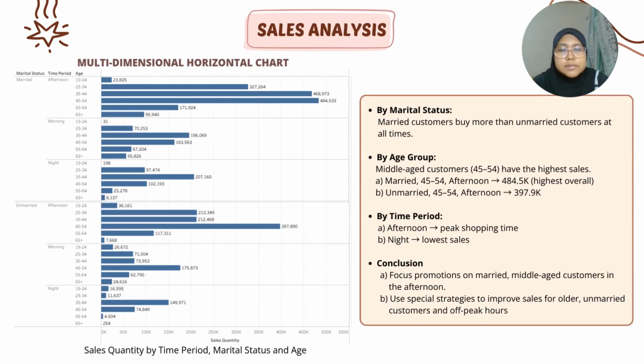Lastly, we look at sales by time, marital status, and age in a horizontal graph. The graph shows that married customers buy more than unmarried ones, and middle-aged customers have the highest sales. Afternoon is the busiest time, while night is the slowest. This means the organization should focus promotion on married, middle-aged customers in the afternoon, and use special strategies to boost sales for older and married customers and during off-peak hours.